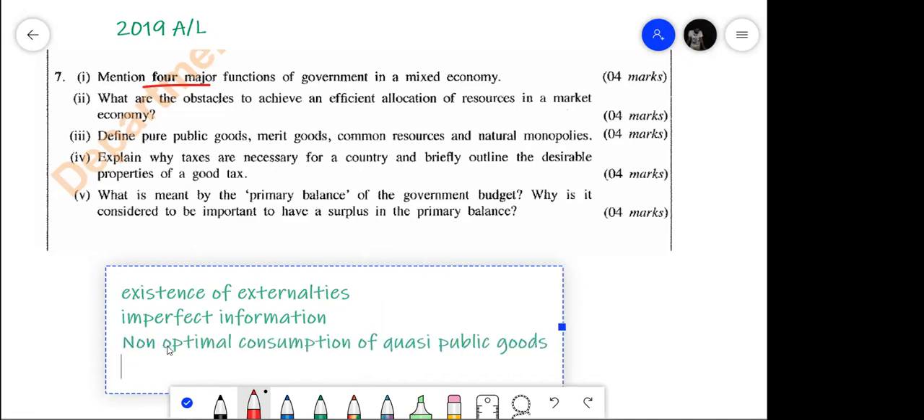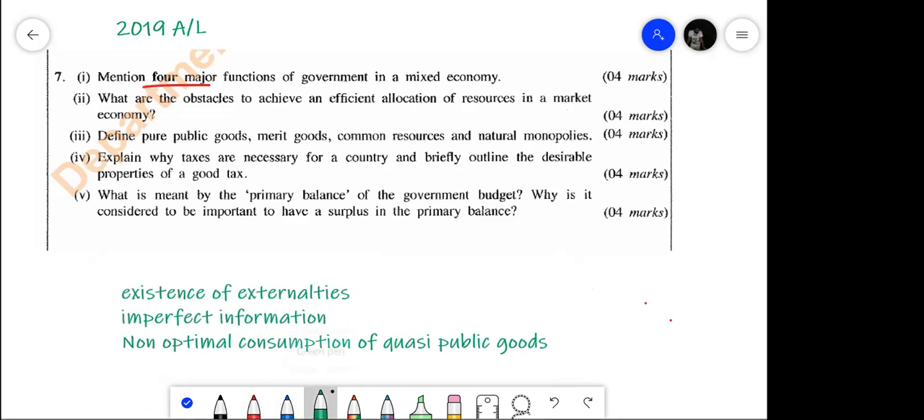They are indirectly asking you what the reasons for market failure are under inefficient allocation of resources. It's a simple question on things we know, but they are asking it in a different way. Guys, don't put macroeconomic instability into this, because here they're asking about efficient allocation. Macroeconomic instability is a totally different point, and income disparities is a totally different point. So don't put that into this.